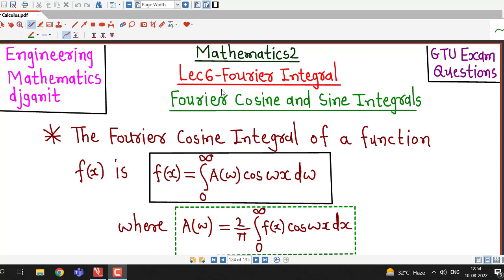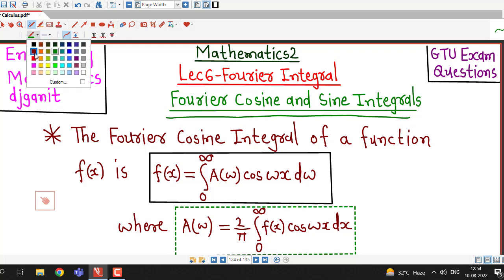Hello friends, I welcome you in lecture number 6 on Fourier integral. In this lecture we will discuss one more question on finding Fourier cosine and sine integrals of a given function.